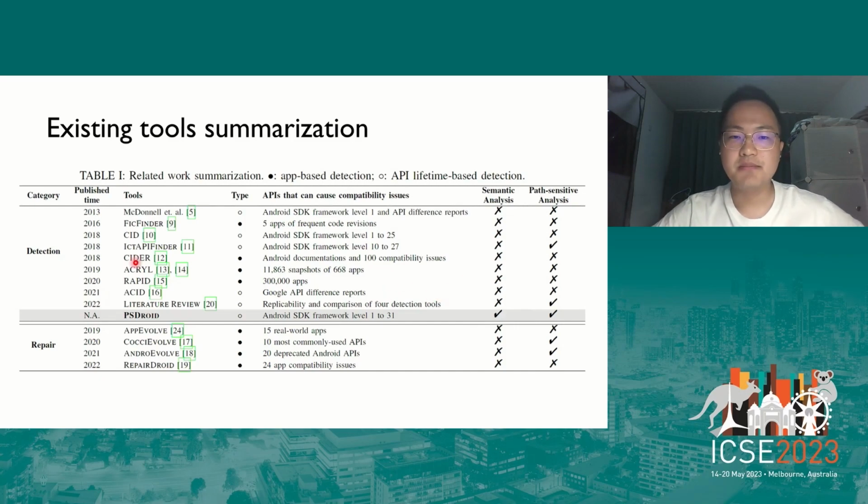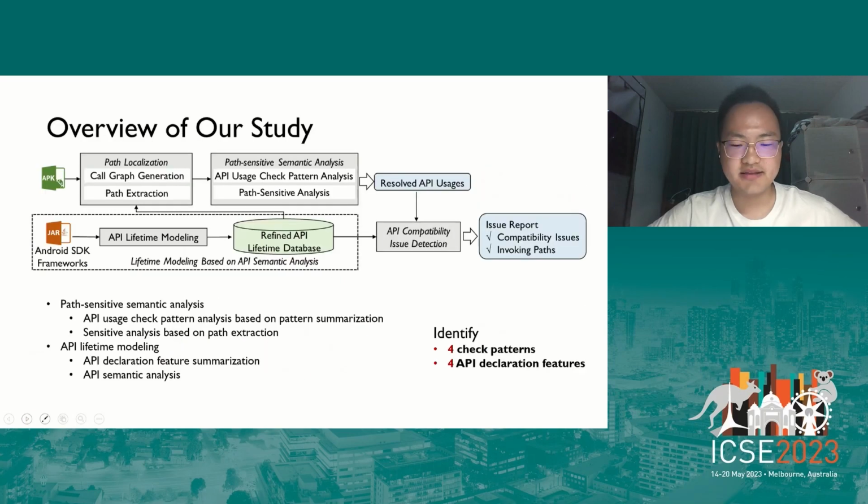With our tool, PSJoy, we leverage a semantic analysis method that is sensitive to various API using check patterns when detecting compatibility issues. Based on the previous investigation, we propose our method, PSJoy, which is a path-sensitive approach with semantic analysis. It can automatically detect incompatible API usage in Android apps. It takes an APK as input and outputs all compatibility issues and incompatible invoking methods.